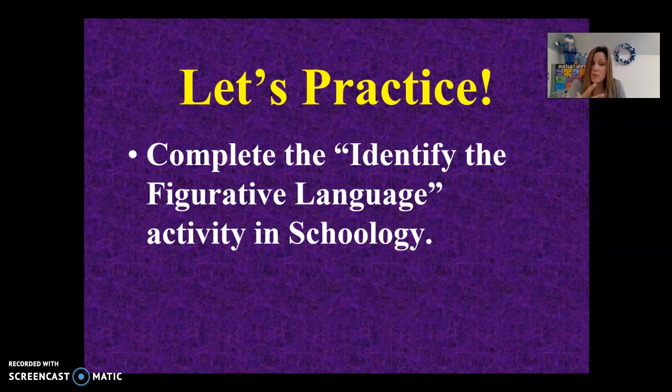So we're going to practice with this figurative language. You're going to go into Schoology and complete the Identify the Figurative Language activity that's in today's folder. Again, as always, if you have any questions, please reach out to me.